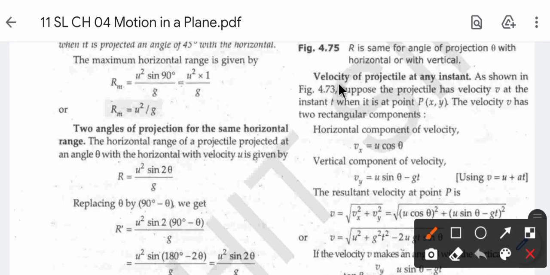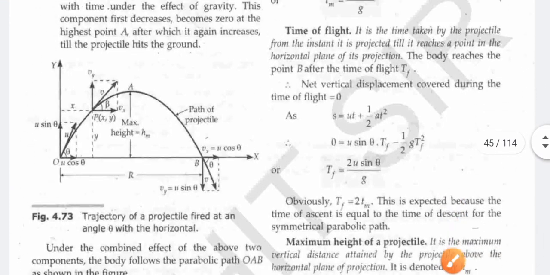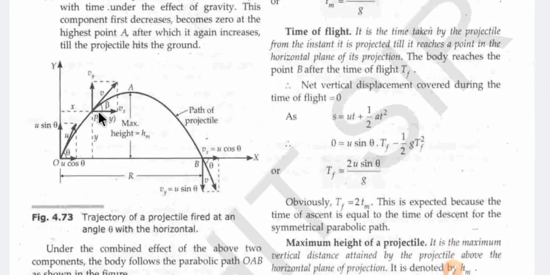So as shown in figure 4.73, look at this point P (x, y). The resultant velocity is in this direction, but this velocity has two rectangular components. Along the horizontal direction it has vx, and along the vertical direction it has vy. So let's find the velocity at any instant of this projectile.